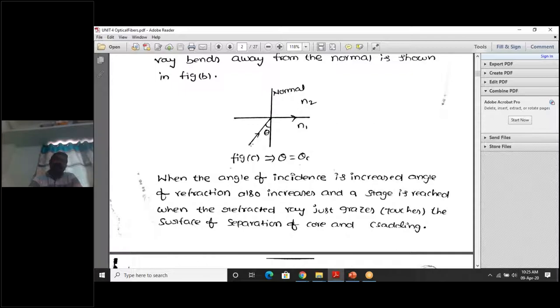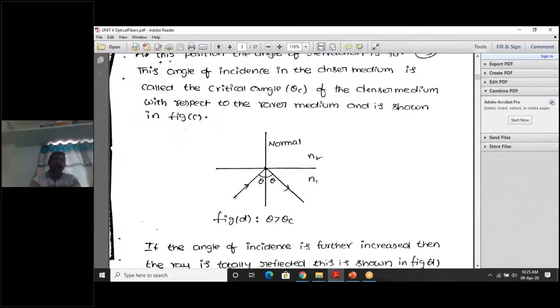Now, the next case: if I launch a light ray in the denser medium such that it makes an angle of incidence more than the critical angle, which means that this is the critical angle. If I incident a light ray like this, the light ray undergoes refraction like this. Suppose I launch a light ray with a greater angle than the critical angle, like this. This is the third case. This light ray makes an angle of incidence theta greater than the critical angle. Now this light ray does not undergo refraction into the second medium, not even at 90 degrees. Simply, it reflects back into the same medium.